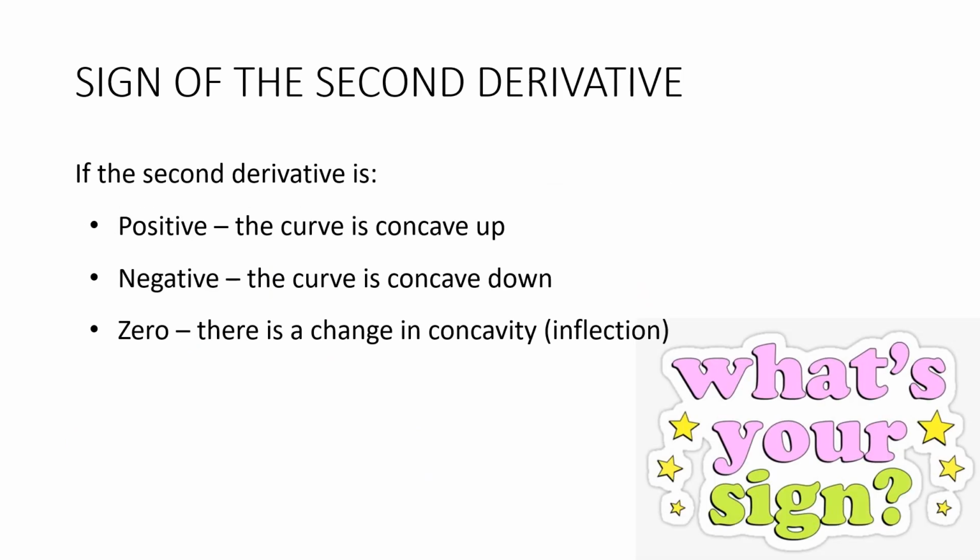So let's revise. If the second derivative is positive, then the curve is concave up. Negative, the curve is concave down. 0, there is a change in concavity, or what we call an inflection.